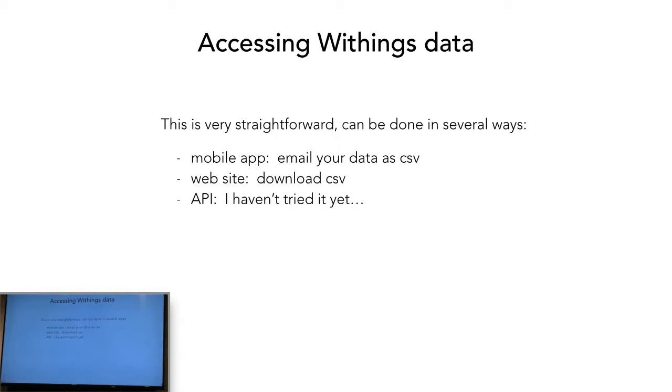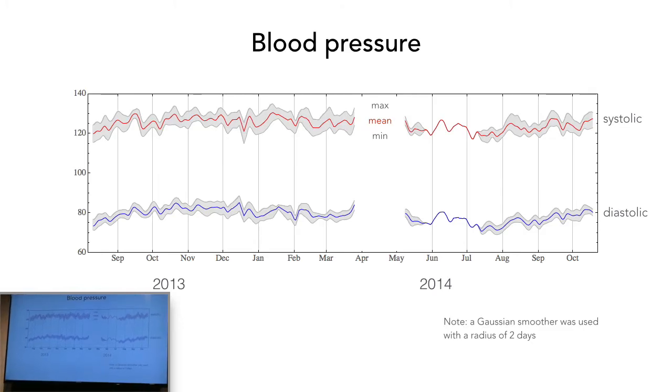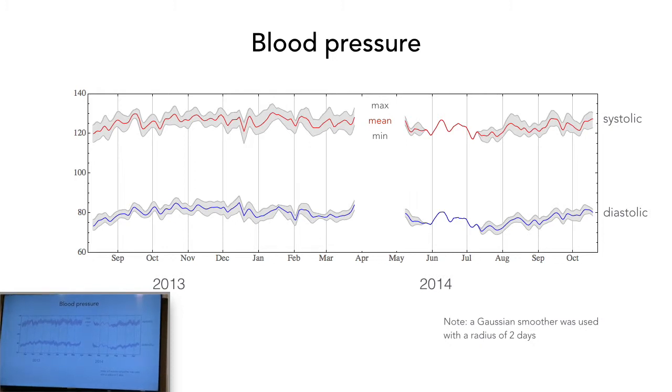From the app, you can email all of the data. It's not a big data set, so you can just email it as a CSV or download it from their site for free. And so this is my data for blood pressure. I'm showing the systolic and diastolic. I applied a Gaussian smoother with a width of 2 days, roughly, and capturing the max and min so that you can actually see that spread of the values.